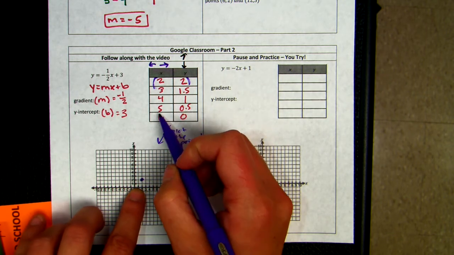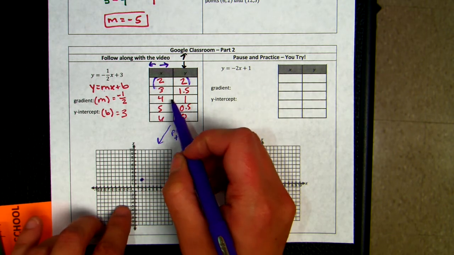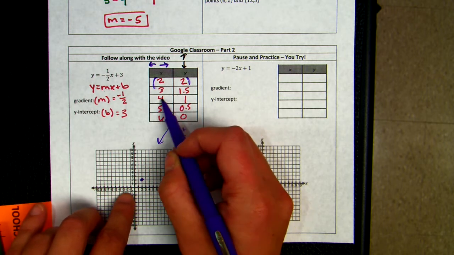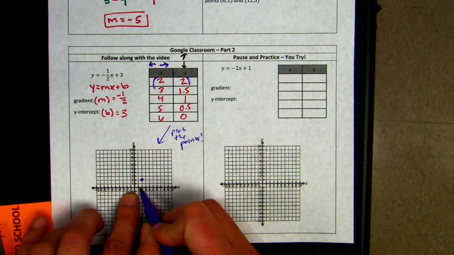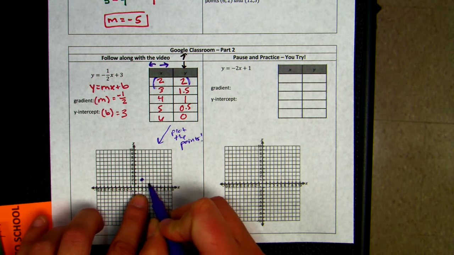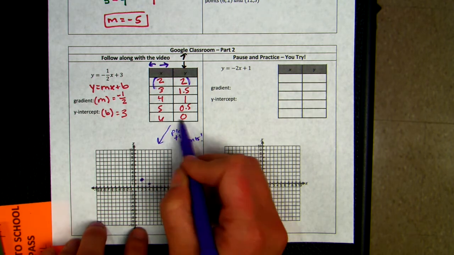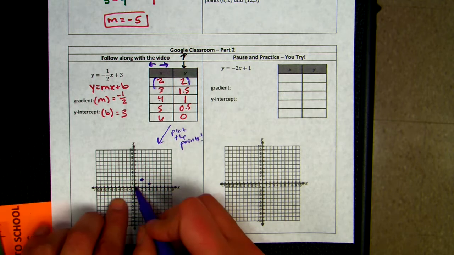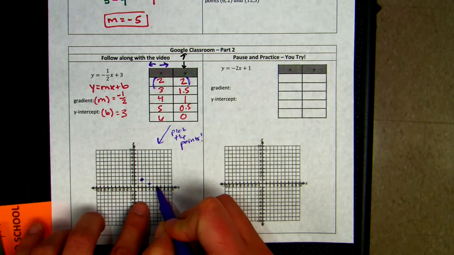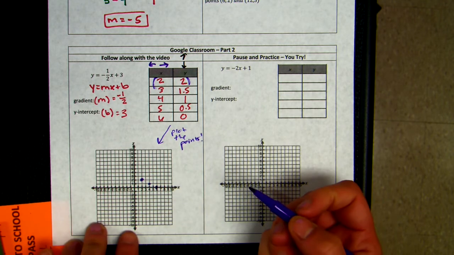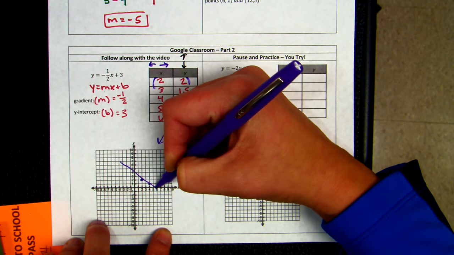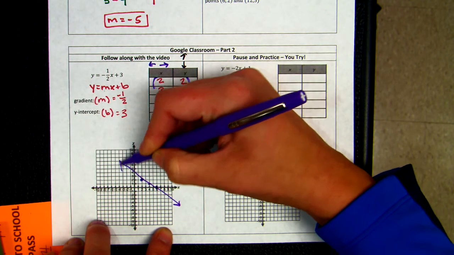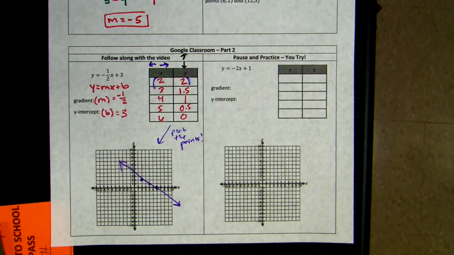For 4, 1, because you don't have to plot every single point, I'm just going to plot the whole numbers. For 4, 1, I'm going to go to the right 4 units, so 1, 2, 3, 4, and up 1. And for this last one, 6, 0, I'm going to go to the right 6 units, and I'm going to go up and down 0 units, so stay where I am. Based on these 3 points, I can sketch a rough sketch of the graph. It's going to look something like that.